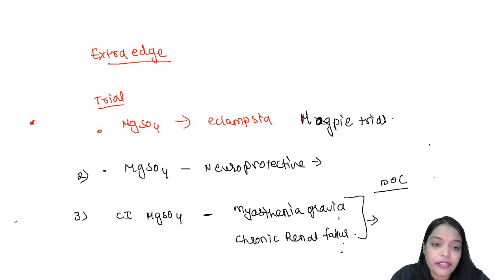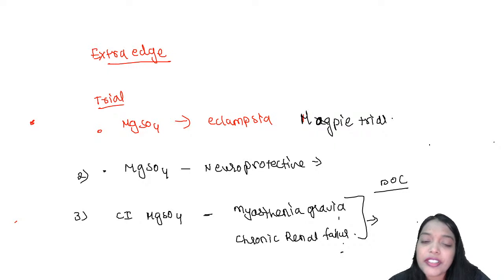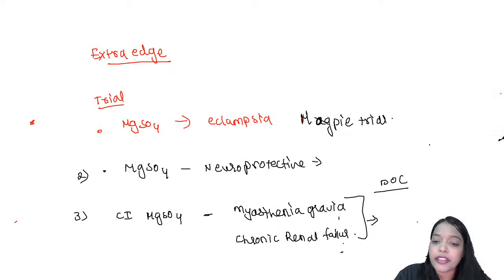So I have 3 questions here which you can answer. I'll give a minute. If you can try, you can answer. Otherwise, I'll let you know. Patients with myasthenia gravis and chronic renal failure: magnesium sulfate is best for eclampsia, but in these patients I cannot give it. I have to choose an alternate, and the alternate for these patients is diazepam.